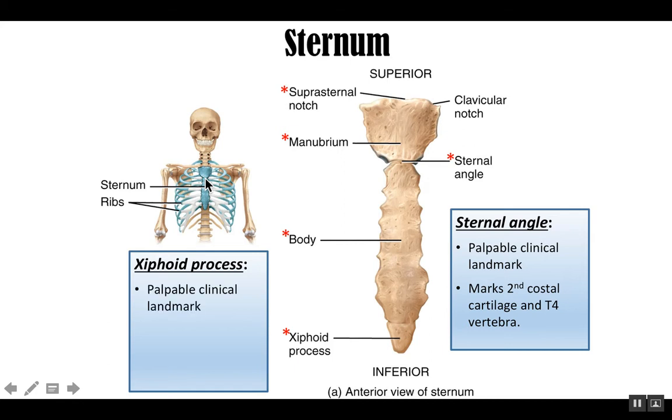The xiphoid process is also a palpable clinical landmark. It marks where you would find T9 vertebra if you went towards the back. It is very important to avoid when you're doing chest compressions. When giving CPR, you do not want to put too much pressure on that xiphoid process because it has been known to fracture off and cause lacerations to internal organs. So that is the sternum or breastbone.